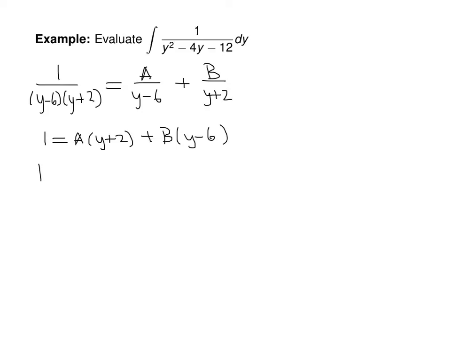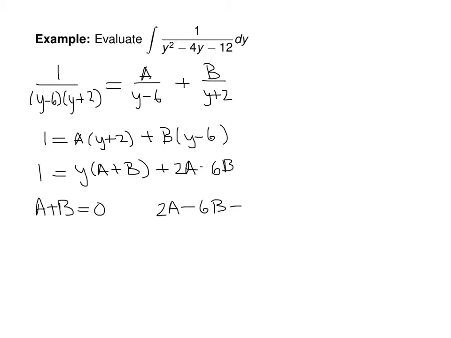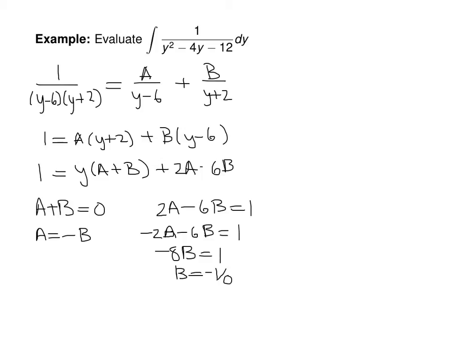And then getting common terms together, we'll have y times A plus B, and then plus 2A minus 6B. Because there is no y on the left-hand side, A plus B must equal 0, and 2A minus 6B has to equal 1. So then A is equal to negative B, so negative 2B minus 6B is equal to 1, negative 8B equals 1, B is equal to negative 1/8, and then A is equal to the opposite of that, or positive 1/8.